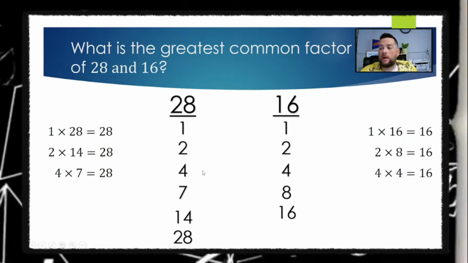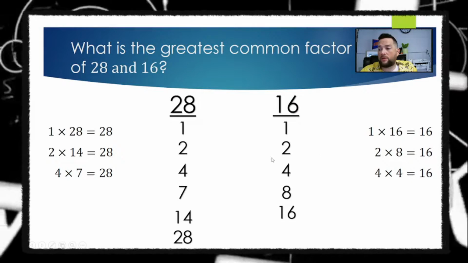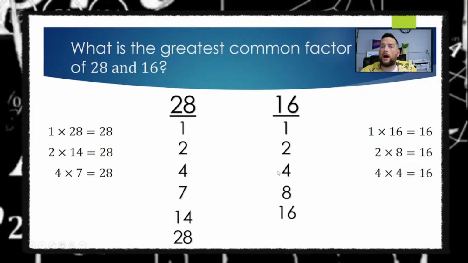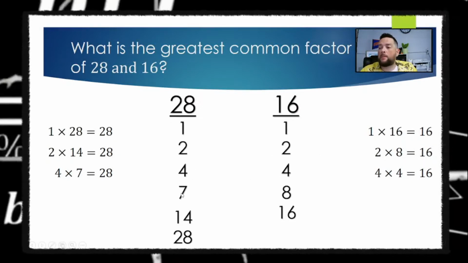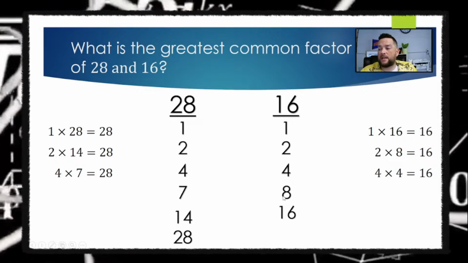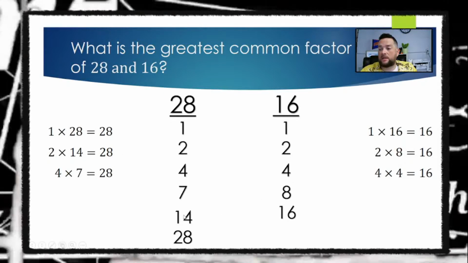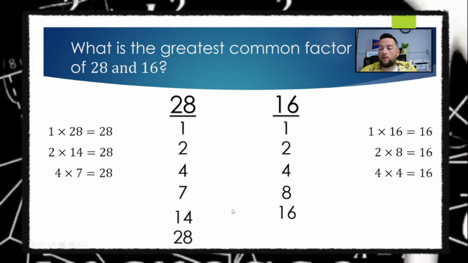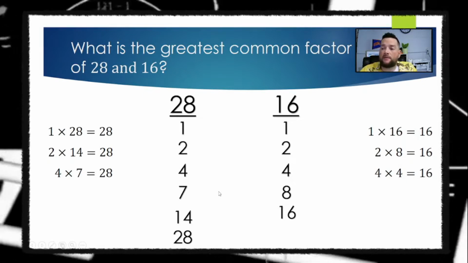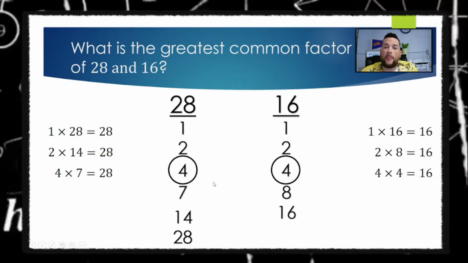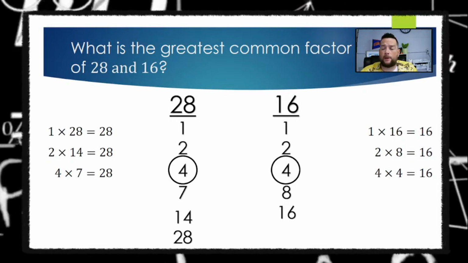So in both lists, you have a 1, you have a 2, you have a 4. Those are all common factors, all right? But then it stops after that. There's not a 7 in this list, and there's not an 8 in this list, and so on and so forth, all right? So the greatest of the common factors is 4. That is the greatest common factor, all right?